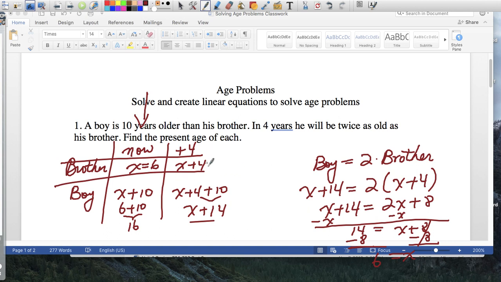And let's just plug it in over here to see the future. Let's see if that works. In 4 years, the boy is going to be twice as old as his brother. So in 4 years, the brother would be 6 plus 4, right? So in 4 years, the brother's going to be 10 years old. And in 4 years, the boy who is 16 now will be 20. And you can see that indeed the boy is going to be twice as old as the brother.